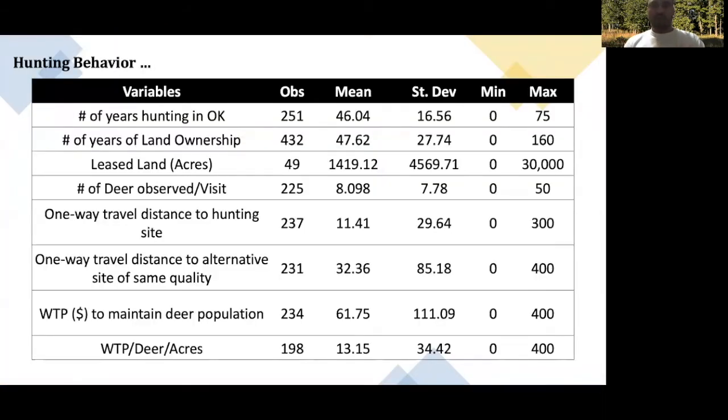Modern hunting behavior. On average, our survey respondents have hunted for about 46 years. The maximum number of years hunted is 75 years, which means some of our respondents potentially have hunted since they were aware of hunting behavior.